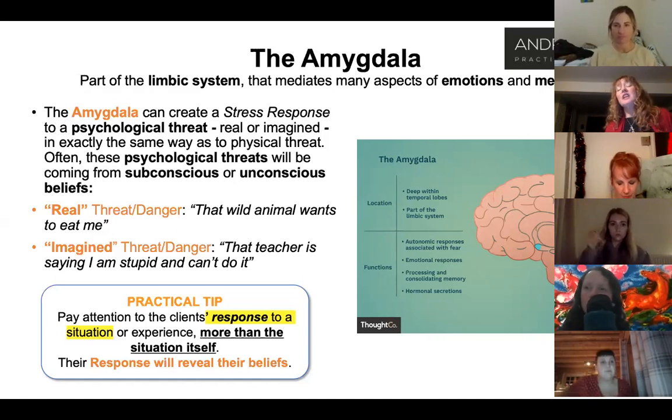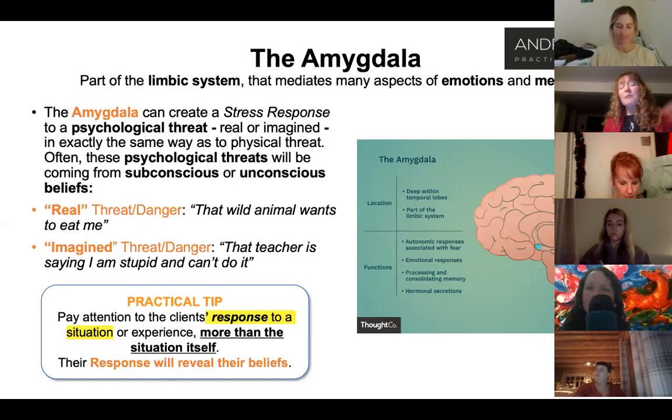An imagined threat or danger might be much more psychological, and it could be as simple as a small child at school who's told they're stupid and feels they're not good enough anymore, so they have that response. So that would be imagined, but actually still very real to the person, and the brain doesn't know the difference.